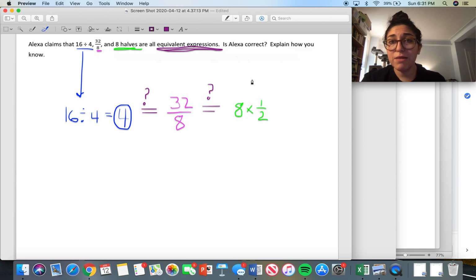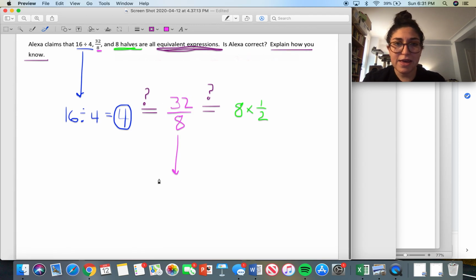It wants us to explain how we know. The way you can explain how you know is to show it in your math. We showed that 16 divided by 4 is the same as 4. So now let's look at this one, 32 over 8. Remember that we said that this symbol can be shown as a division symbol.